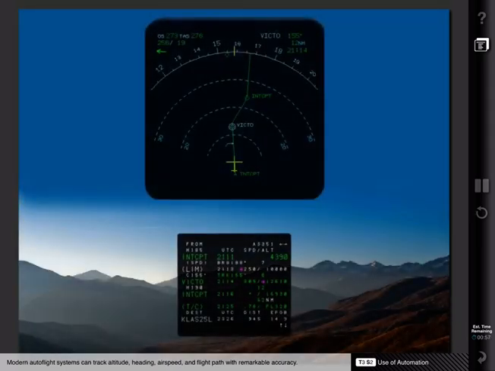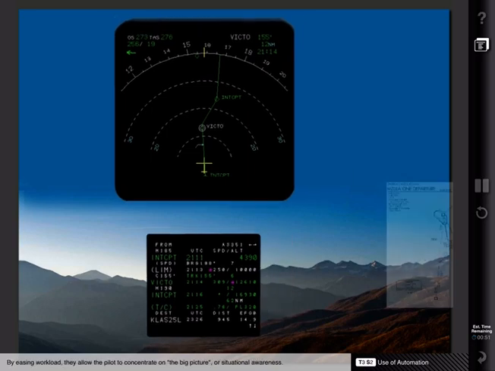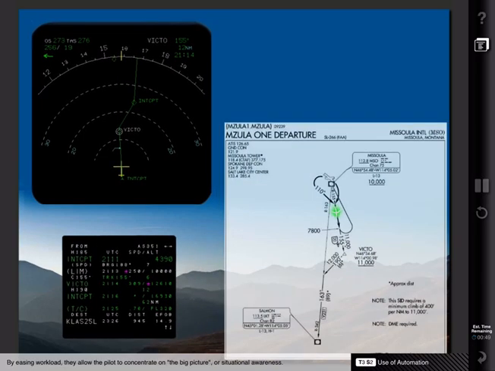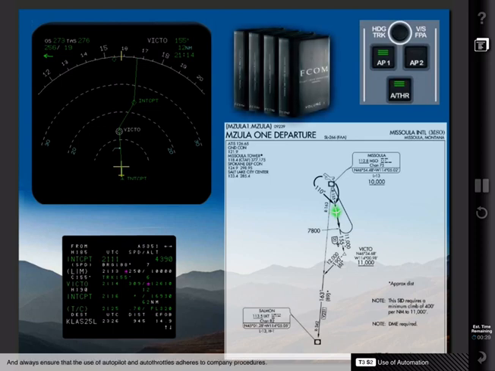Modern autoflight systems can track altitude, heading, airspeed, and flight path with remarkable accuracy. By easing workload, they allow the pilot to concentrate on the big picture, or situational awareness. Flight crews should take full advantage of the autoflight system to reduce the likelihood of CFIT accidents. As a general rule, the autopilot should be used during all approaches in IMC. And always ensure that the use of autopilot and auto throttles adheres to company procedures.